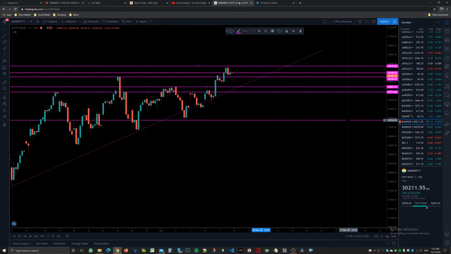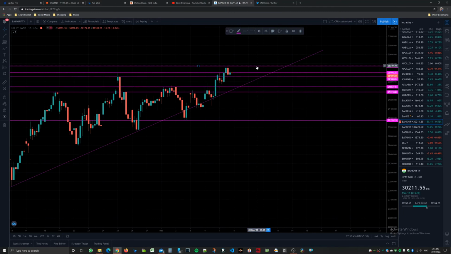I hope that will never happen. At least tomorrow it will not happen. Maybe in the longer run it can happen, but for tomorrow I'm not expecting this level to happen. Tomorrow my target will only be here, 29,775. If the price starts to move down, my target will be 29,775, and all these levels can also show some support, and the price can move up.